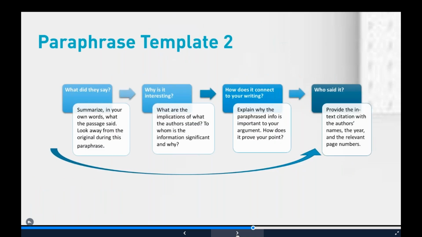In our second template, we're just reversing it a bit. Instead of starting with an inline citation, we're finishing with one. So I'm going to start with what they said, the same thing, why is it interesting? But then I'm going to take a bigger focus on how it connects to my argument. Explain how it specifically supports your thesis statement. How does it prove your point? Then you can put a parenthetical citation at the end.